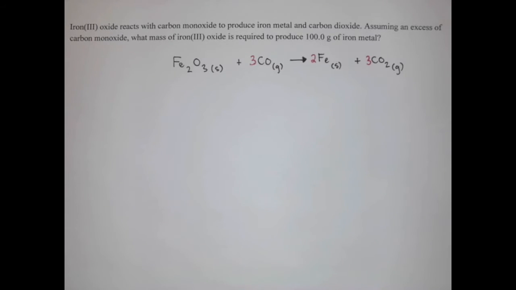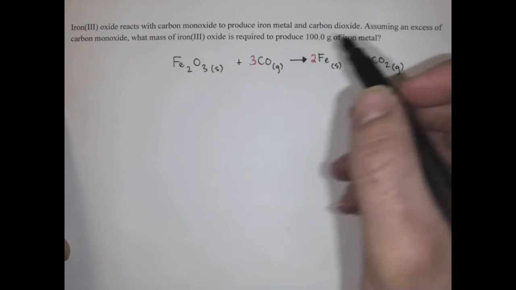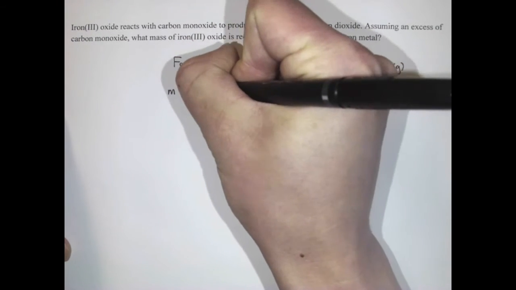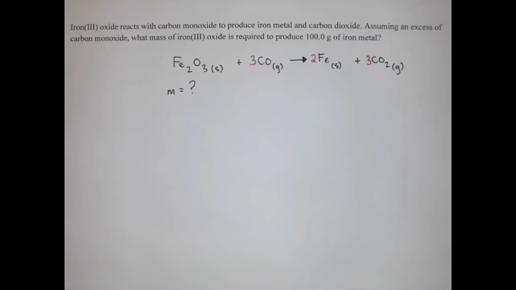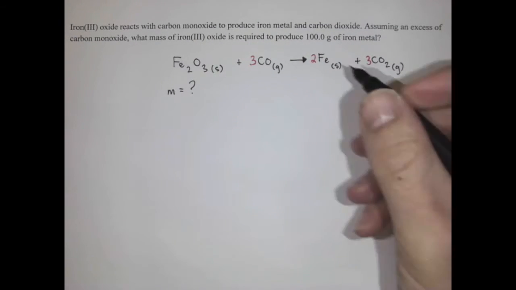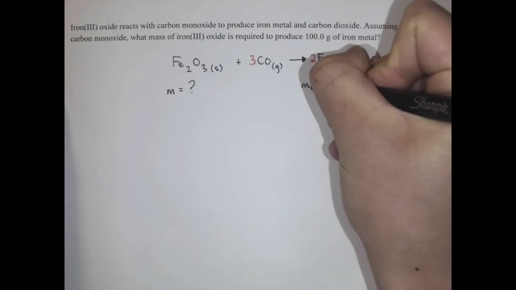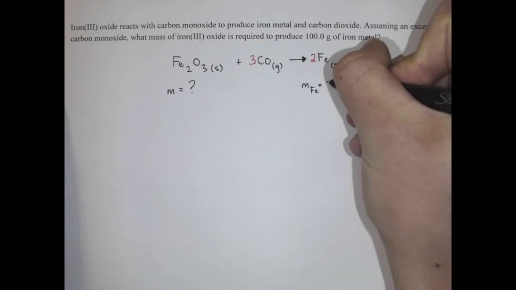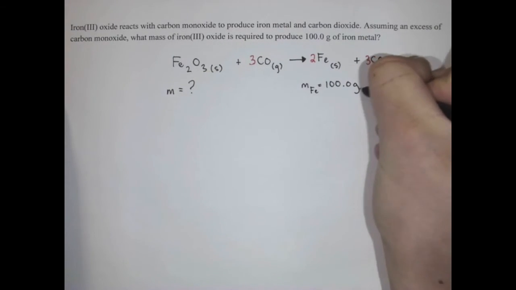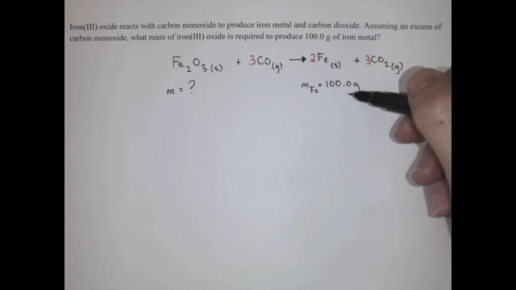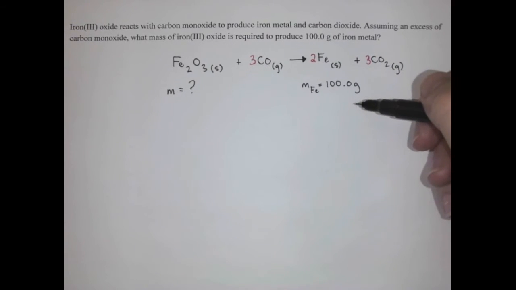So that being said, the equation is balanced. Let's figure out what we need to do. So we're being asked to solve for a mass of iron 3 oxide. So we need to figure out the mass of iron 3 oxide in grams. And we've got to figure out how much is required to make 100 grams of iron metal. So how much is required to make 100 grams of iron metal?